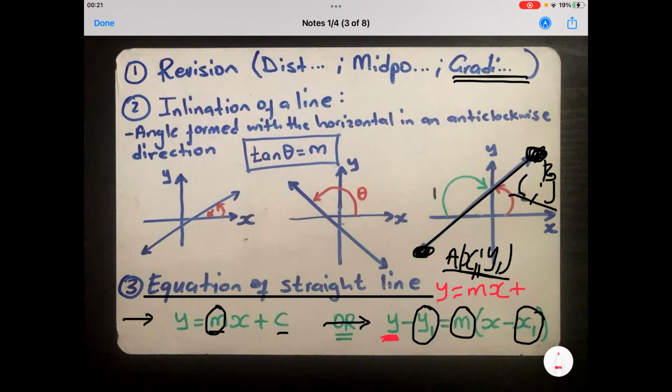Obviously, the gradient, you would have calculated it there, and then that c, you will work it out as you simplify after you have substituted. So it's really up to you whether you use that or you use the second formula. For me, it has always been easier to deal with that one. So now that I've indicated how you determine an equation of a straight line, very quickly, let's discuss that.